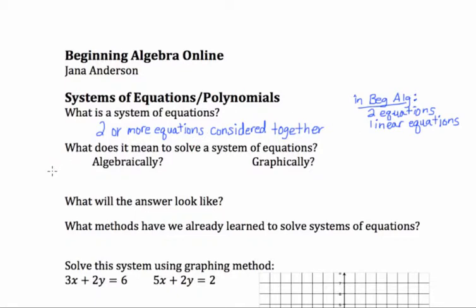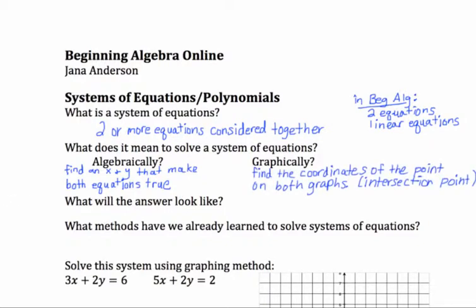What does it mean to solve a system of equations? Algebraically and graphically. Algebraically, that means with the equations. Algebraically, you're finding an x and a y that make both of your equations true. Graphically, on a graph, if you graph both of your lines, you're finding the coordinates of the intersection point. That's the only point that's on both lines.